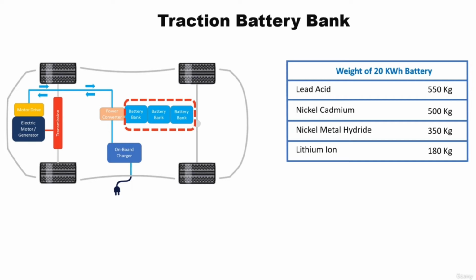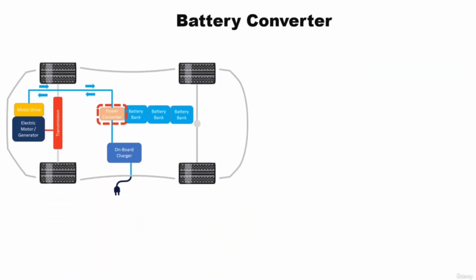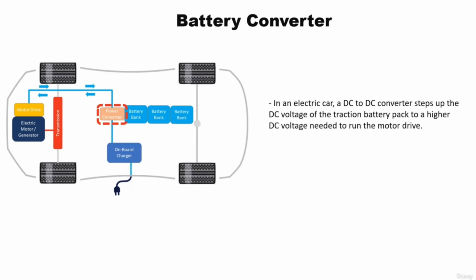When we drive an electric car, the power flows from the battery to the motor and to the vehicle accessories like light and audio system. To regulate the power between these devices, it is necessary to use a power electronic converter. In an electric car, a DC to DC converter steps up the DC voltage of the traction battery pack to a higher DC voltage needed to run a motor drive. A secondary DC to DC converter, not shown in the diagram, is used to step down the voltage of the traction battery pack to charge the lower voltage auxiliary battery.